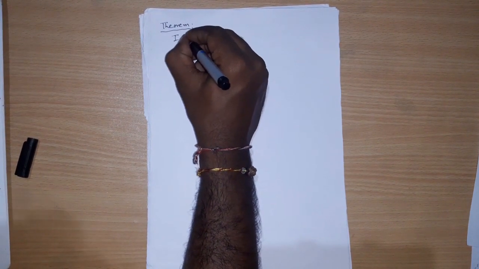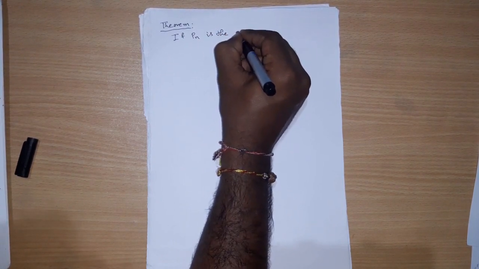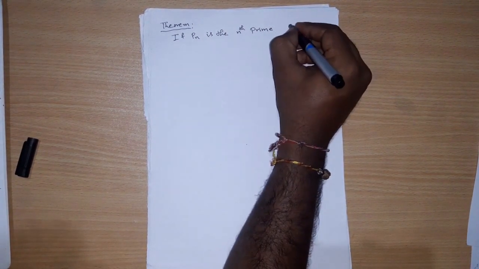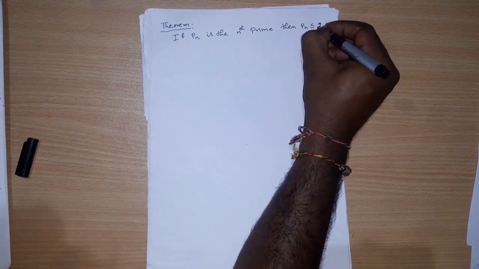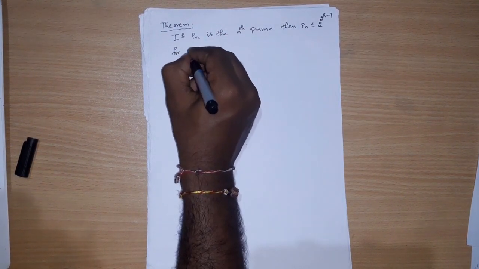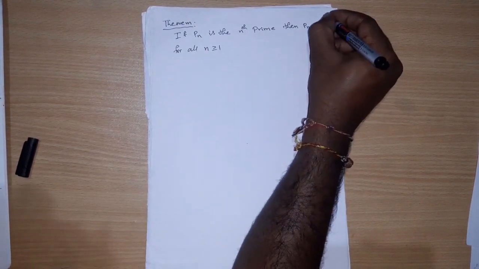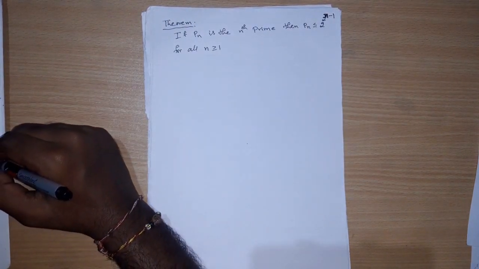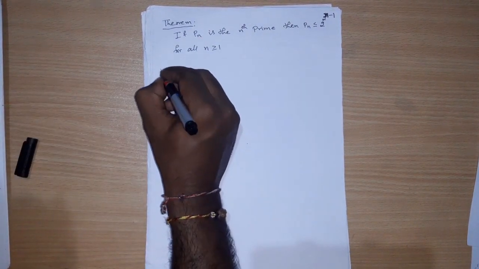If p of n is the nth prime, then p of n is less than or equal to 2 to the power of 2 to the n minus 1 for all n greater than or equal to 1. This is not k here, this is n. Now the proof.